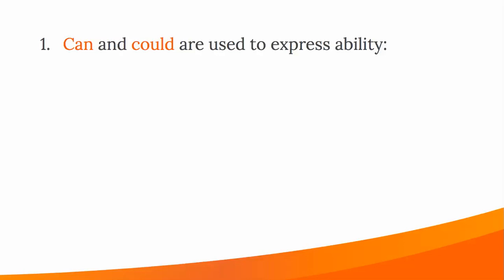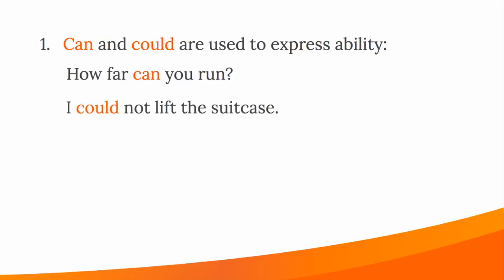Can and could are modals that are used to express ability. How far can you run? I could not lift the suitcase. Pretty straightforward. In the first example, can is a helping verb. Run is the main verb. It's asking about our ability to run. And then the second example, lift is the main verb. Could is telling us something about our ability to lift.